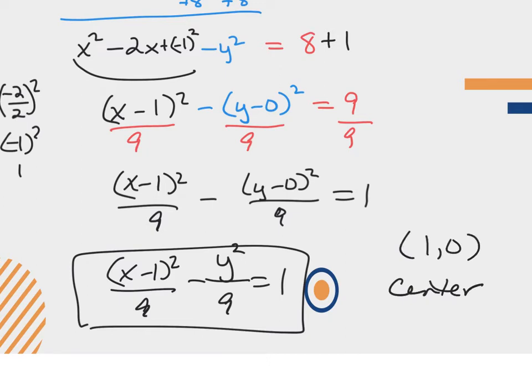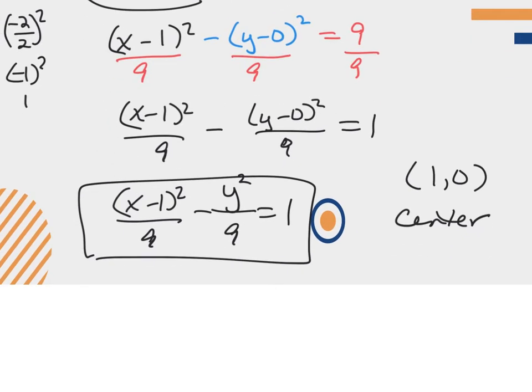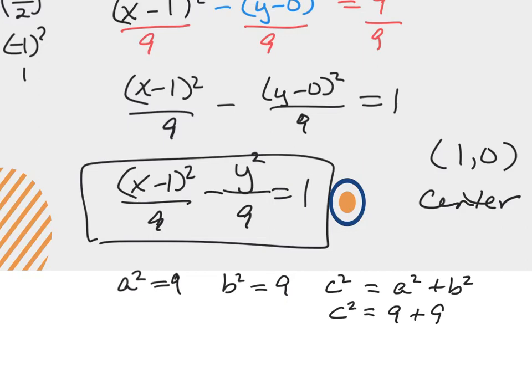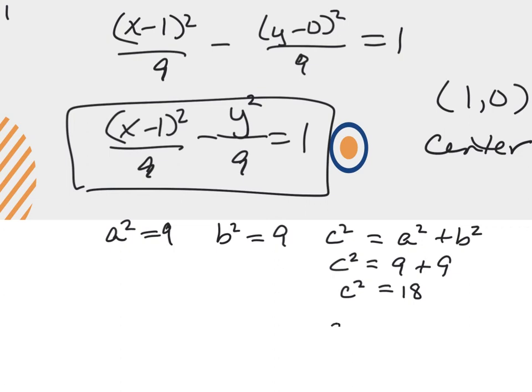Now I'm going to go ahead and find my a squared, my b squared, my c squared, and find all the individual pieces and graph it. Remember, in the hyperbola, a squared is always first. And in this case, it doesn't matter because a squared and b squared are both the same thing. This is a squared plus b squared, so 9 plus 9. C squared equals 18. So c equals plus or minus the square root of 18. When I break that down, I get 3 radical 2.